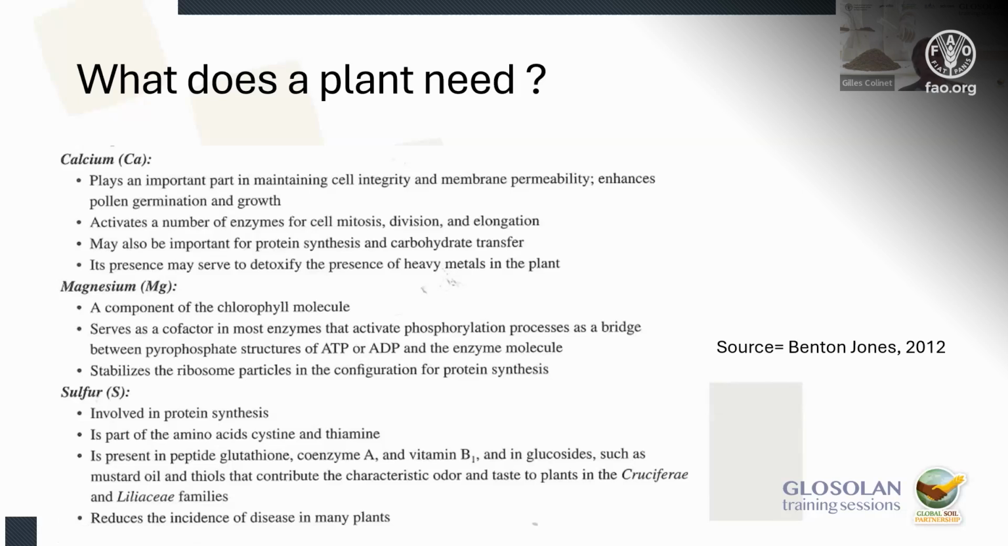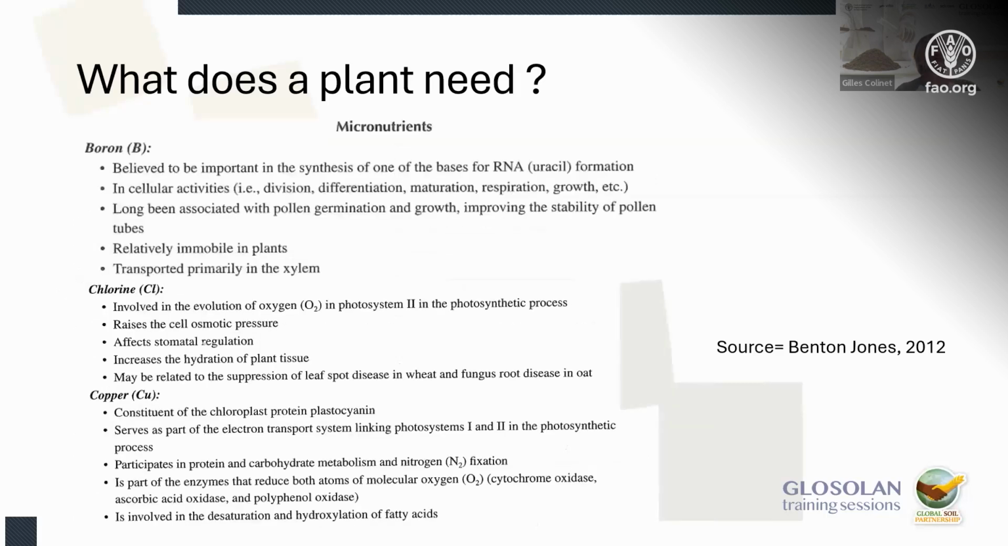Finally, sulfur is involved in protein synthesis, and it's part of a lot of amino acids and thiamine. So it's very important, and it will be very important also for the Cruciferae and Liliaceae families because sulfur is part of the glucoside components. Sulfur can help to reduce the incidence of disease in many plants. So those were the functions of the major macronutrients.